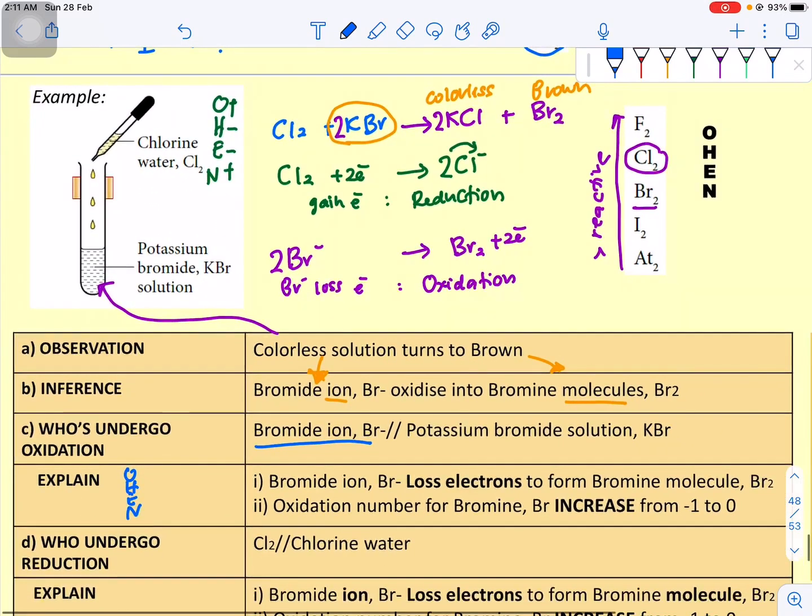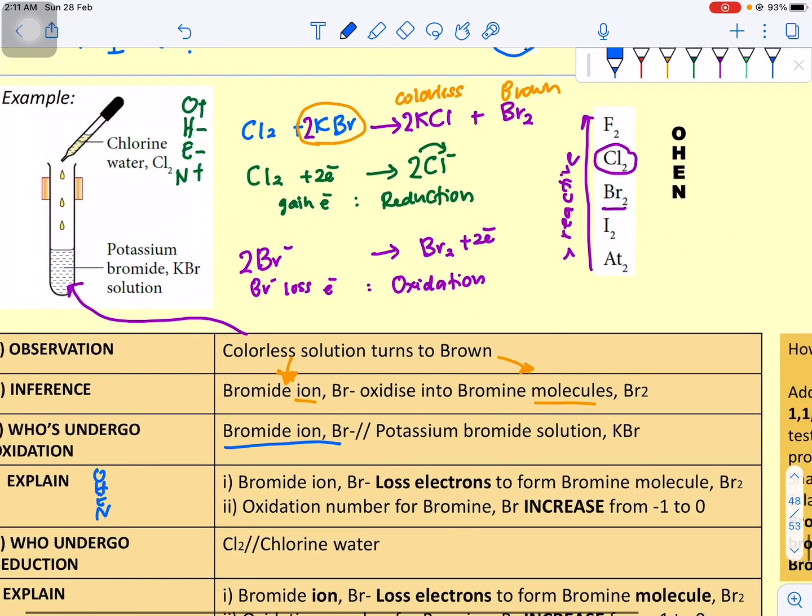So I have 2 options. Number 1, I bagi reason because bromide ion lost electron. Okay, bila dia lost, dia jadi apa? Bromine molecule. So we need to mention before dia adalah bromide ion, after dia adalah bromine molecule. Jangan terbalik. Br2 molecule. Br negative bromide ion is not bromine ion. So if you write bromine ion, it will be wrong. Bila sebut ion, dia mesti bromide ion. And number 2 reason is because oxidation number for bromine increase from -1 to 0.